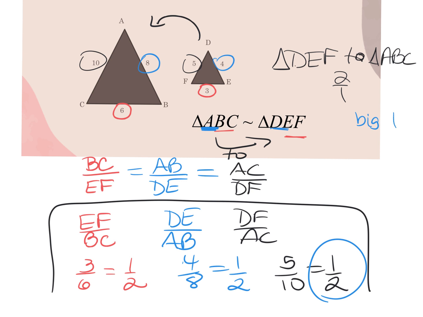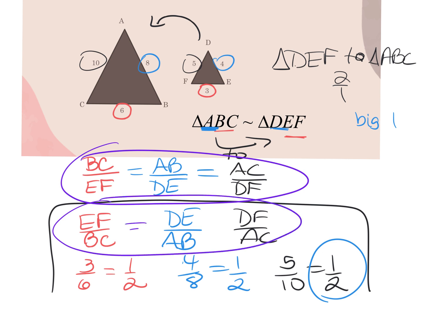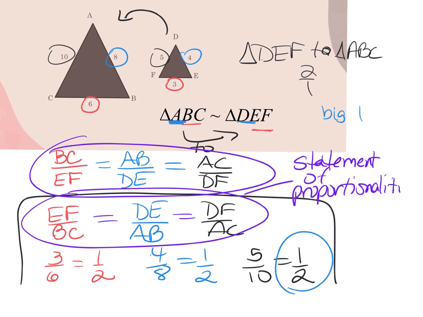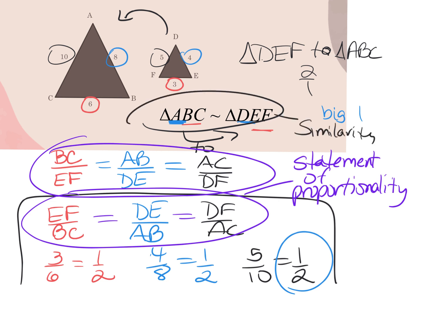So either one of these would be the statement of proportionality. You could put it either way. So again, understand all of this vocabulary. Either one of these would be your statement of proportionality. Your similarity statement would be this right here. So this is the similarity statement.